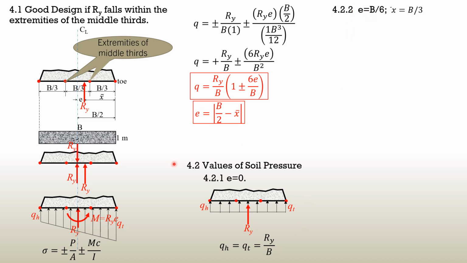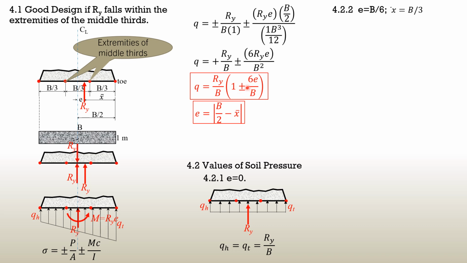Then when E is B over 6, that means Ry crosses this extremity of the middle thirds. Earlier, E is 0 means Ry crosses the center. So that's why barred X is B over 2 for that case. In this case, E is B over 6 or barred X is B over 3. Then this becomes 6 over B times B over 6. So this becomes 1. So we have 1 plus minus 1.